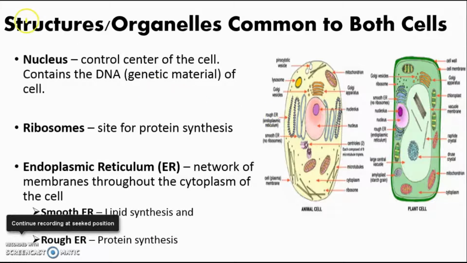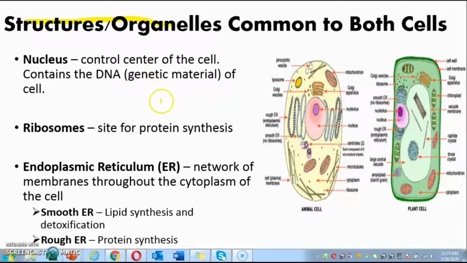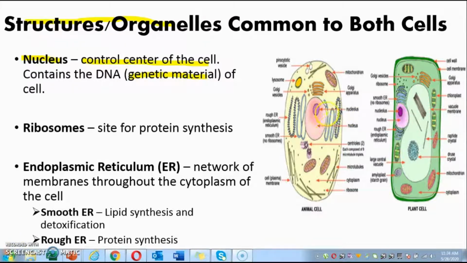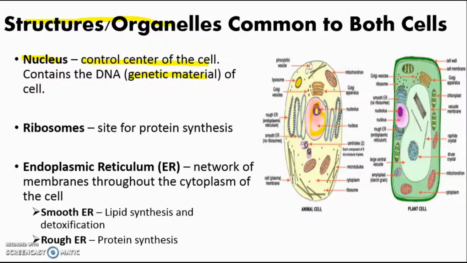So now let us discuss the structures or organelles that are common to both cells, or that can be found in both the animal and plant cell. Let's start with perhaps the most important organelle in a cell, the nucleus. The nucleus is the control center of the cell. It contains the DNA, or deoxyribonucleic acid, the genetic material of the cell. As you can see in this diagram, the nucleus of the animal cell is this part right here. And in the plant cell, it's somewhat on the side.